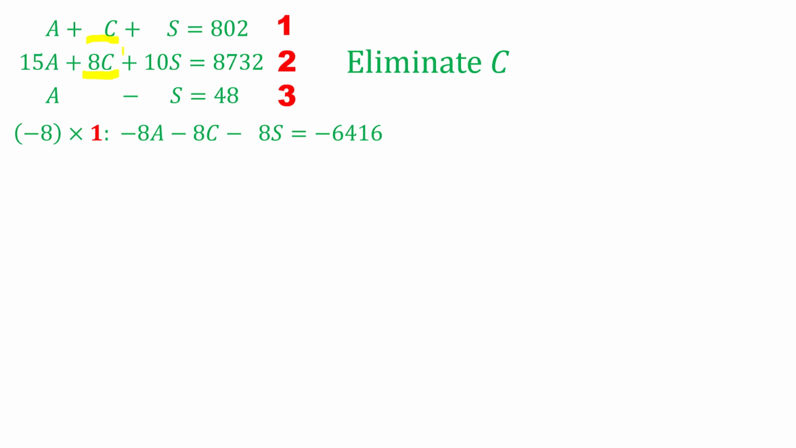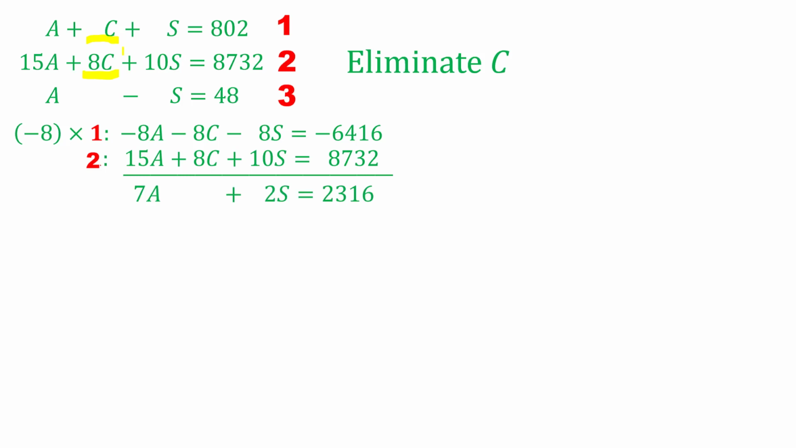And so equation 1 becomes -8A minus 8C minus 8S equals -6,416. I add that to equation 2, 15A plus 8C plus 10S equals 8,732, to get 7A plus 2S equals 2,316, which I will refer to as equation 4.